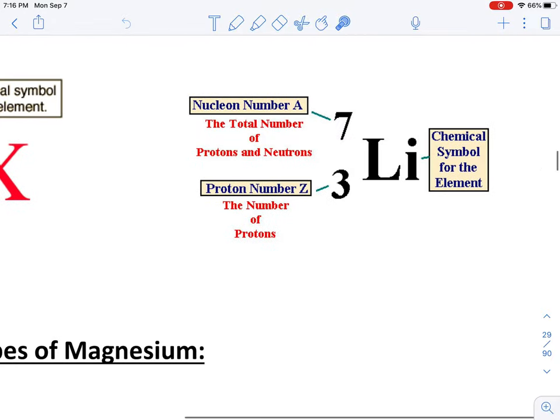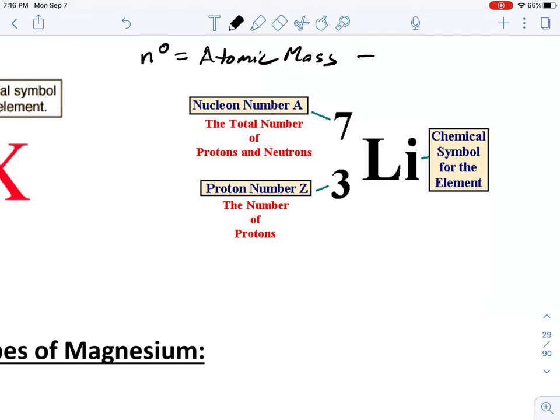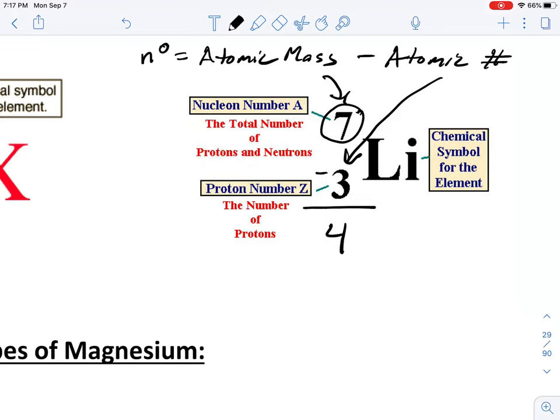So remember that to get the number of neutrons, it's simply the atomic mass minus the atomic number, or the number of protons. And so the atomic mass is always going to be greater than the atomic number. And so we want to put the larger number at the top, and then we want to put the smaller number at the bottom. So that way we can simply subtract it and we get 4. So this is telling us that this isotope of lithium has 4 neutrons.